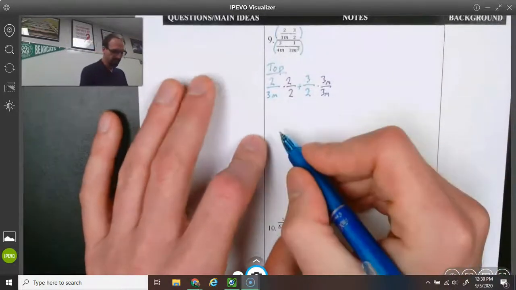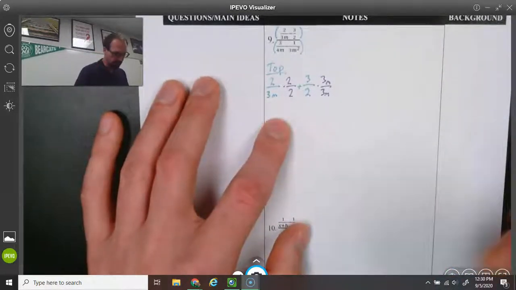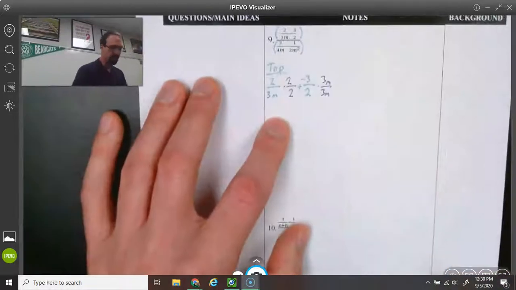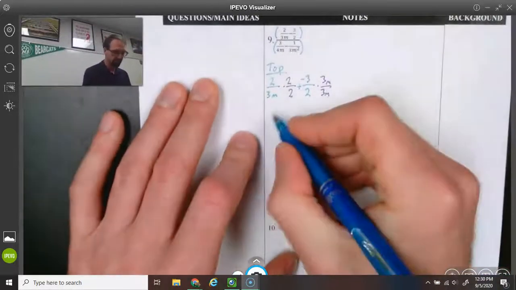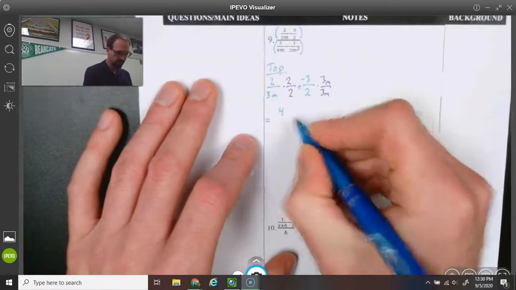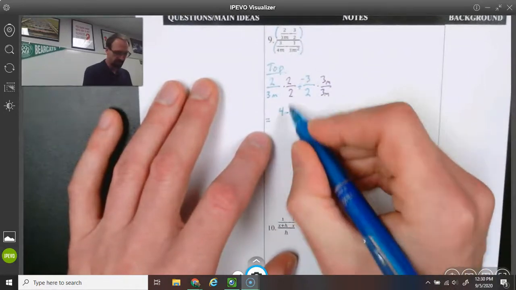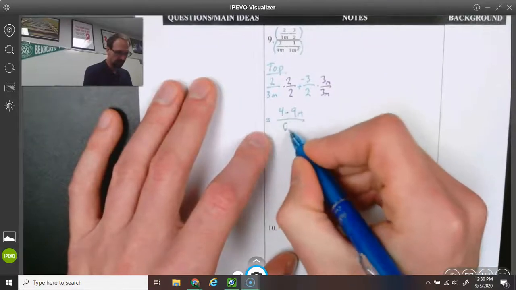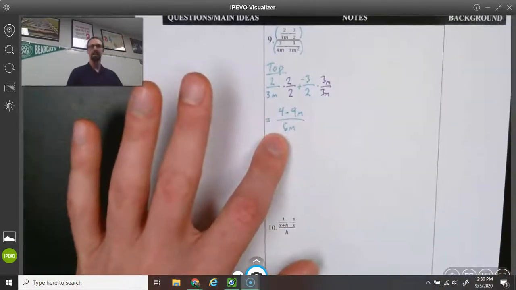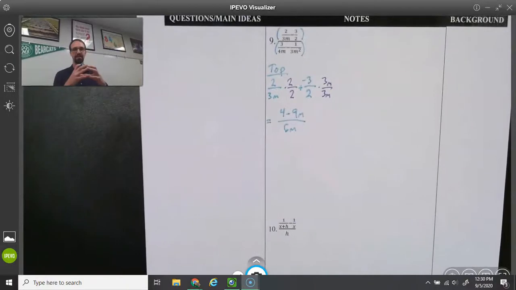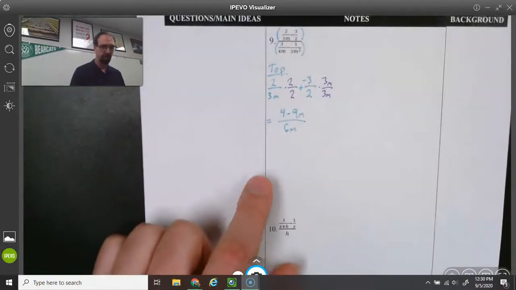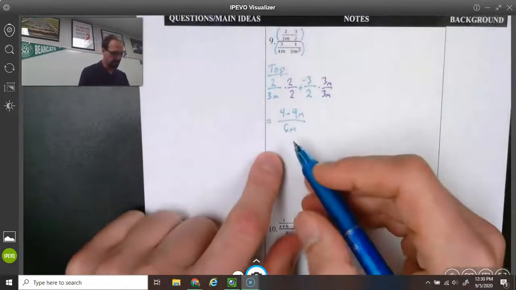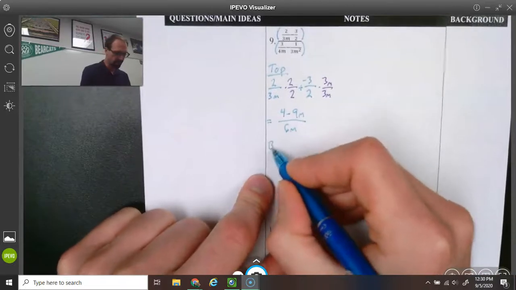If I simplify this, what I end up with, oh, sorry, I missed a negative here for the 3. So when I simplify this, 2 times 2 is 4. So I have 4, and then minus 9m all over 6m. So now I've combined and I've created a single fraction for this top part here. And then now I can work on the bottom part.